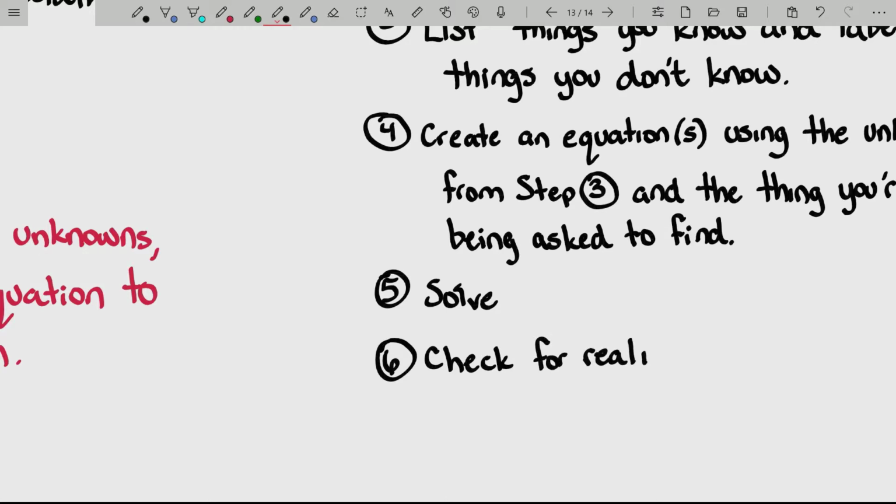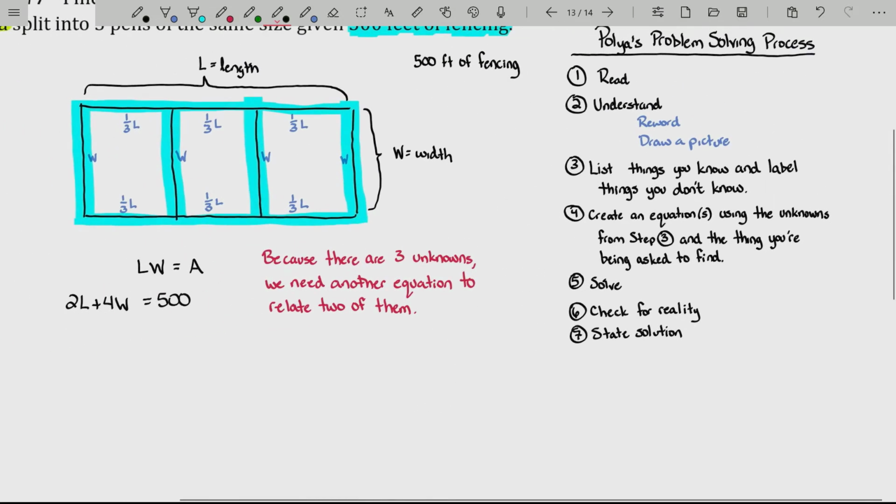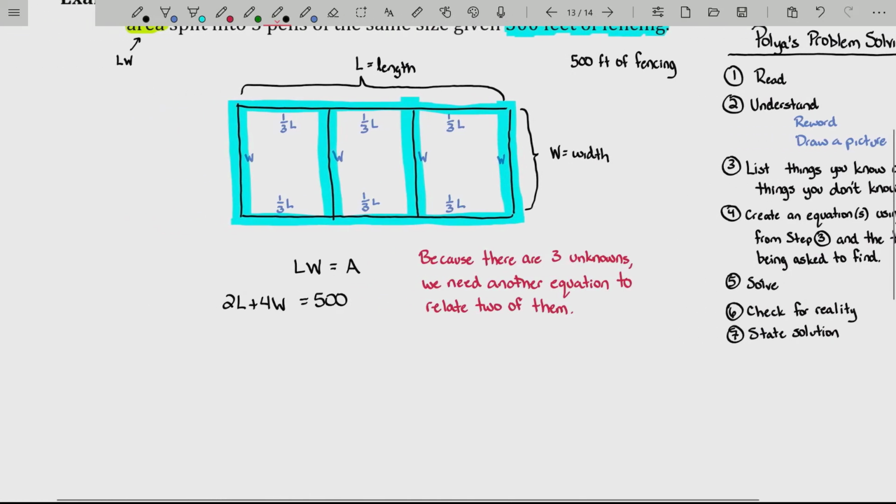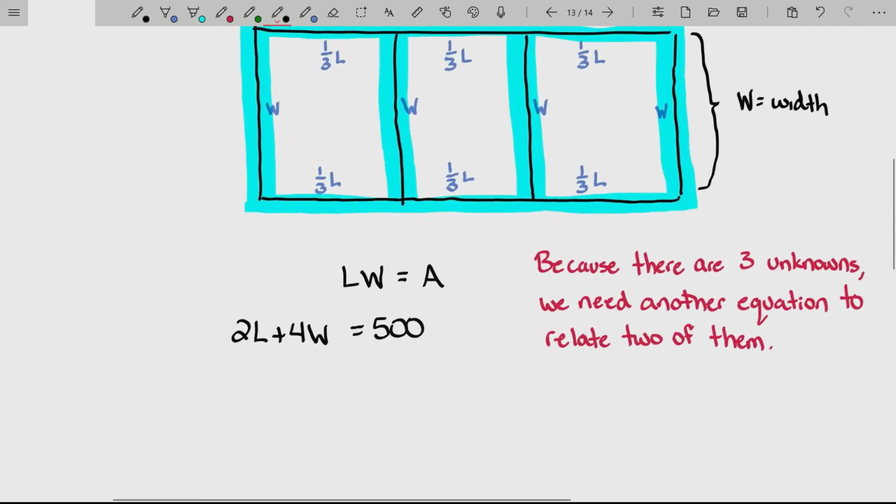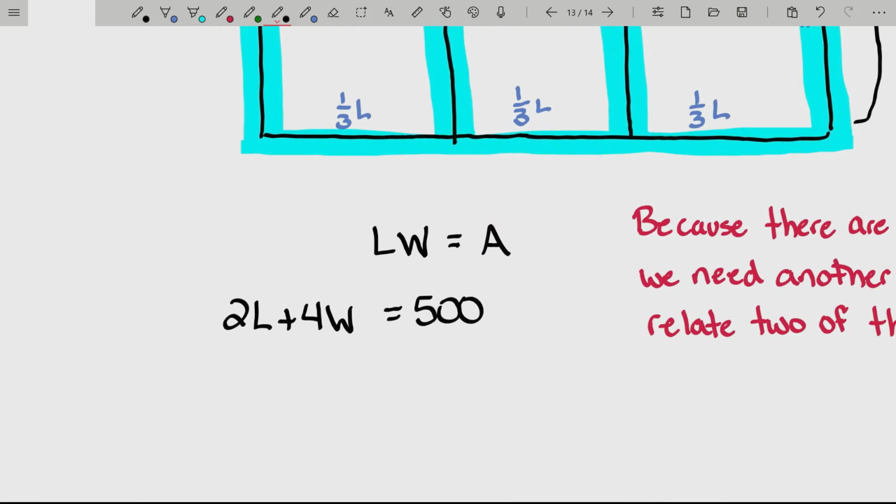And then finally, state your solution. Now this is a very oversimplified version of Polya's problem solving process, but it gets the job done. So we have 2 pieces of information. We want to maximize the area.